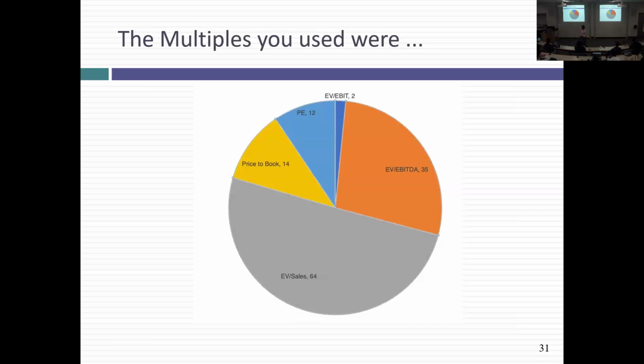So here's what you did. A lot of EVs over time. If you look at this trend line, 20 years ago, equity multiples used to be half the company. So over time, you see this moving away, partly because leverage has become much more different within peer groups.